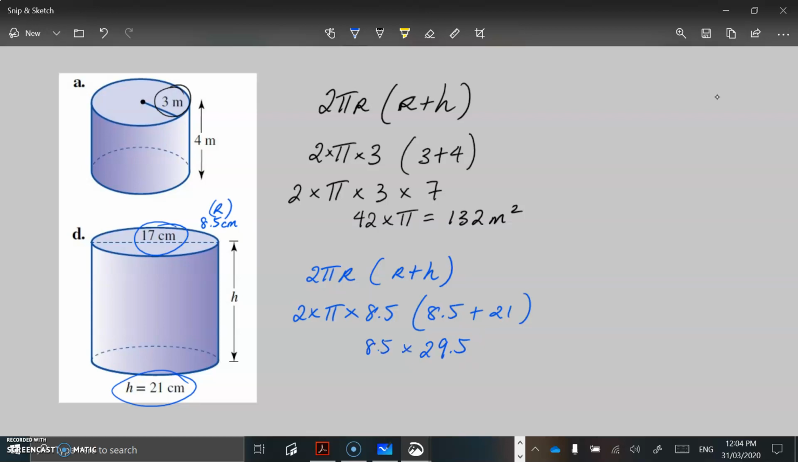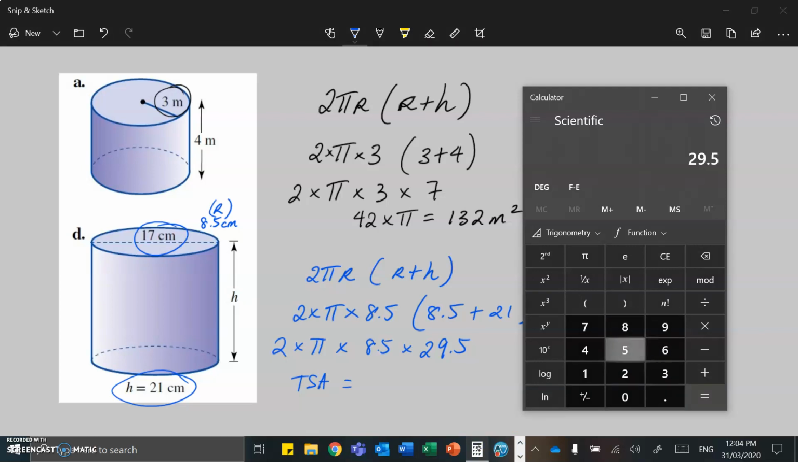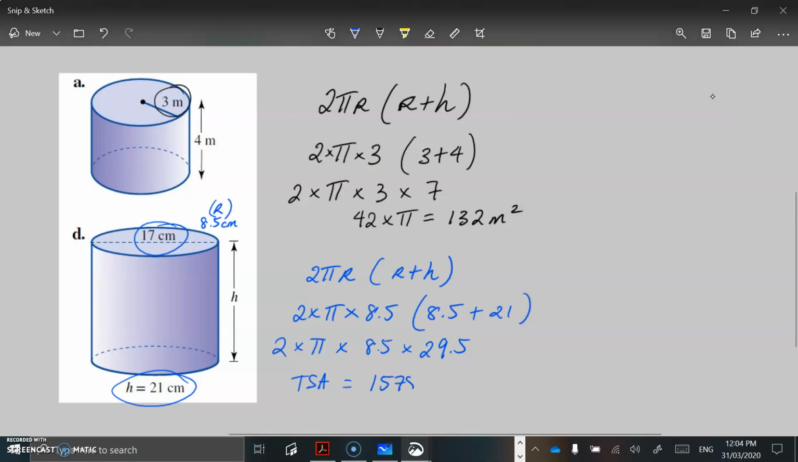And multiplying that across, our total surface area is going to be 29.5 times 8.5 times pi times 2. We've got 1575.5. Okay, 1575.5, making sure our units of measurement are correct, centimeters squared.